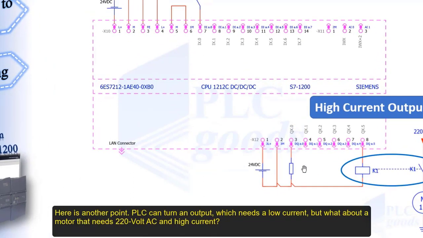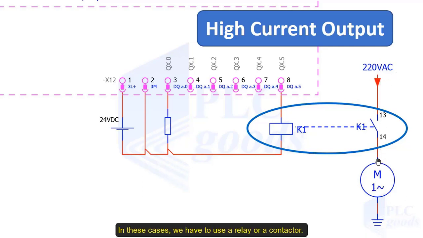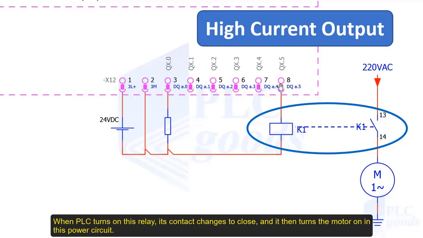Here is another point. A PLC can turn on an output which needs a low current, but what about a motor that needs 220 volt AC and high current? In these cases, we have to use a relay or a contactor. When the PLC turns on this relay, its contact changes to close and it then turns the motor on in this power circuit.